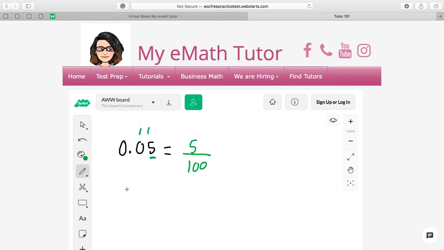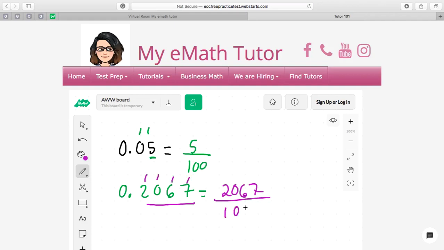Now let's say that you have 0.2067, something like this. I'm going to do the exact same thing. I'm going to put the number, which is 2067, and then I'm going to divide by the number of decimals, right? So I'm going to do 1, 2, 3, 4. So this is the fraction of this decimal.